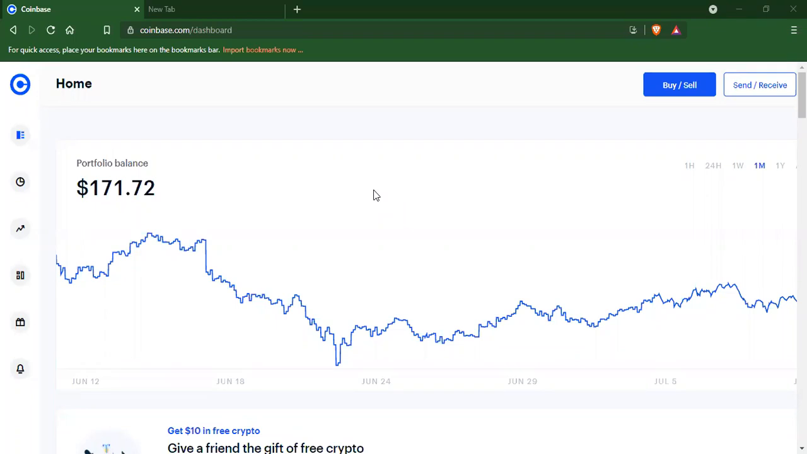So today I'm going to be taking you through how you can earn free money on Coinbase, basically earning free crypto with no strings attached. So the first step is you're going to have to create a Coinbase account.